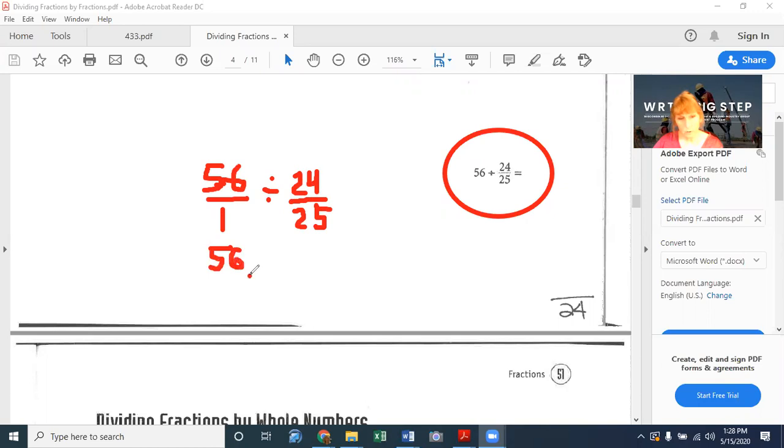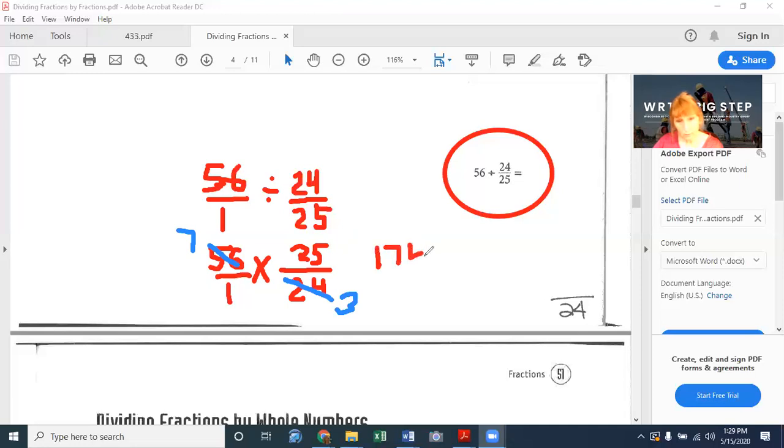So we're going to keep the first fraction as 56 over 1. We're going to change the sign to times or multiplication. We're going to flip the second fraction. So the 25 is going to go on the top, and on the bottom is going to be 24. Now I know that there's a number that will divide into 56 and 24. I'm noticing that it's at least an 8. 7 times 8 is 56, and 24 divided by 8 is 3. So that is as far as I can divide or cancel. And now I have 7 times 25 on the top. So that's going to be 175.